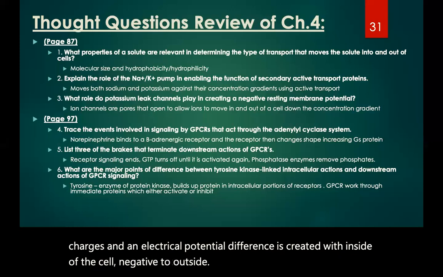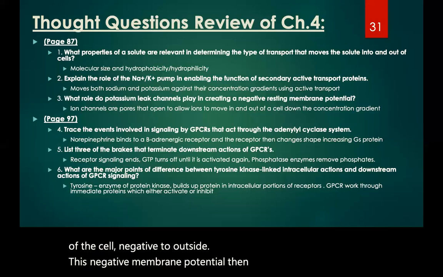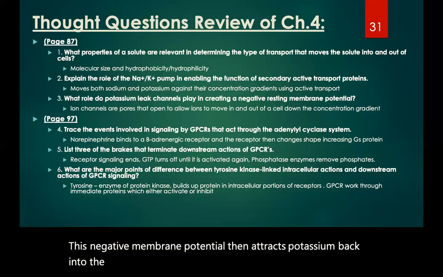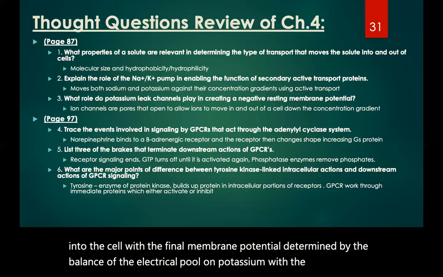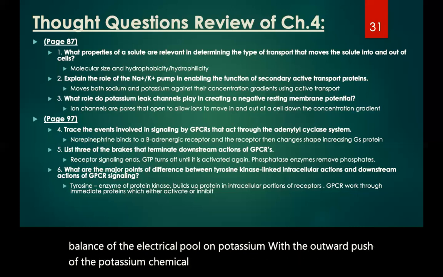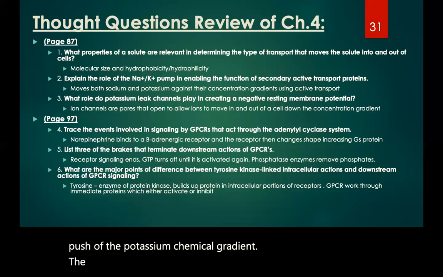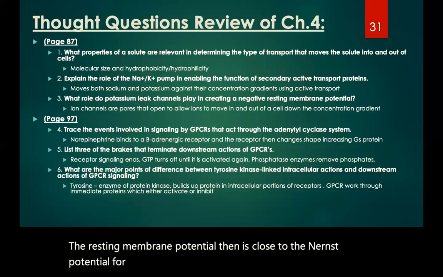This negative membrane potential then attracts potassium back into the cell, with the final membrane potential determined by the balance of the electrical pull on potassium with the outward push of the potassium chemical gradient. The resting membrane potential then is close to the Nernst potential for potassium movement.